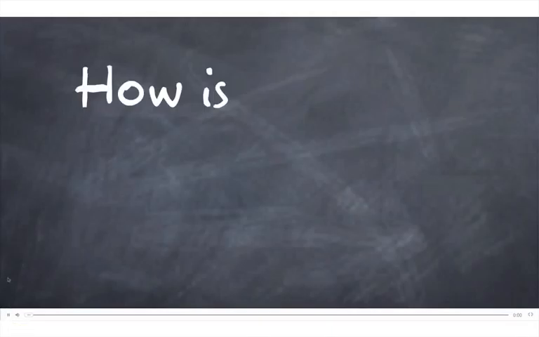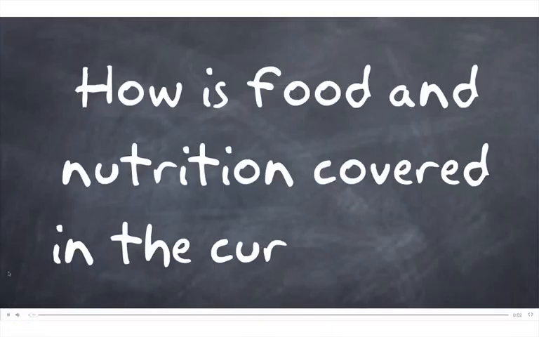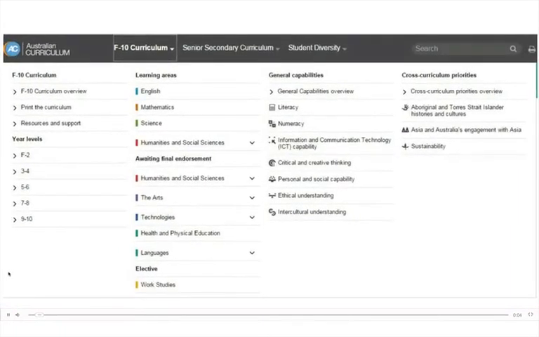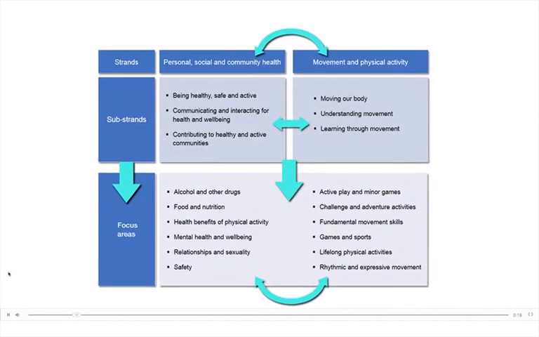How is food nutrition covered in the Australian curriculum? In the curriculum, food and nutrition is covered in the health and physical education domain from Foundation to Year 10. As I am studying a Bachelor of Primary Education, I'll be focusing specifically on Foundation to Grade 6. The health and physical education learning area is divided into two strands: personal, social and community health, and movement and physical activity. Within these two strands, the content is broken up into sub-strands and specific focus areas.